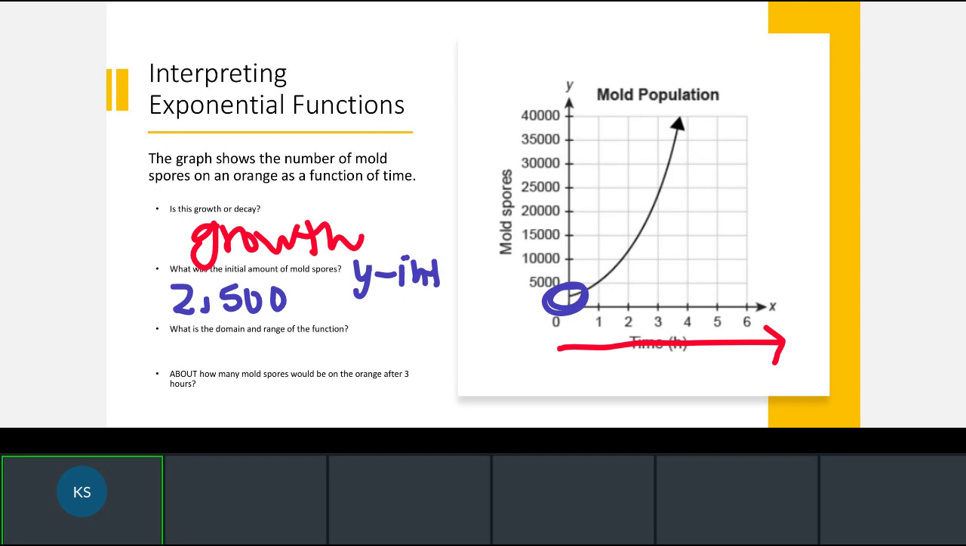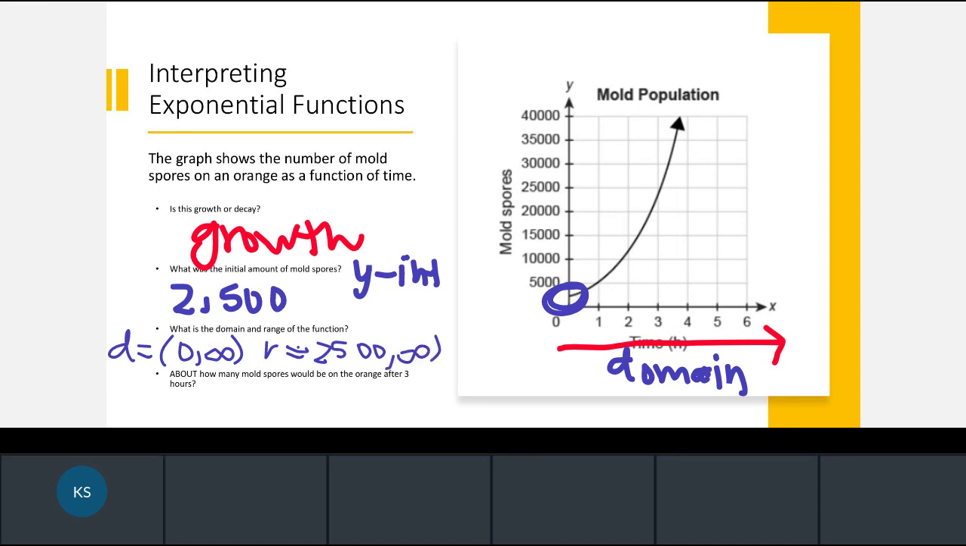Next, we're going to look at the domain and range. The domain is our x values. While it's normally negative infinity to positive infinity, we are talking about a real-world situation where time cannot go into the negatives. We cannot go backwards in time. So our domain is going to be from 0 to infinity. Our range is going to start at 2,500 because that's our initial amount, and it's also going to go to infinity.